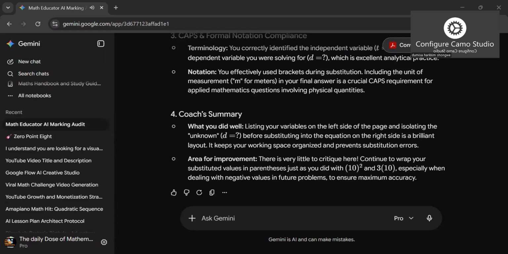4. Coach's summary. What you did well: listing your variables on the left side of the page and isolating the unknown, d equals, before substituting into the equation on the right side is a brilliant layout. It keeps your working space organized and prevents substitution errors. Area for improvement: there is very little to critique here. Continue to wrap your substituted values in parentheses, just as you did with 10 squared and 3(10), especially when dealing with negative values in future problems, to ensure maximum accuracy.